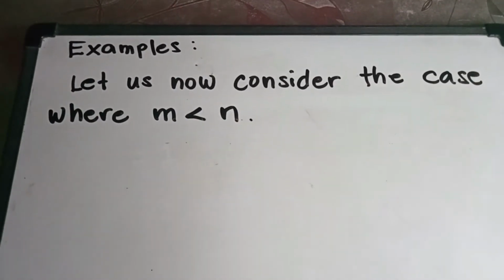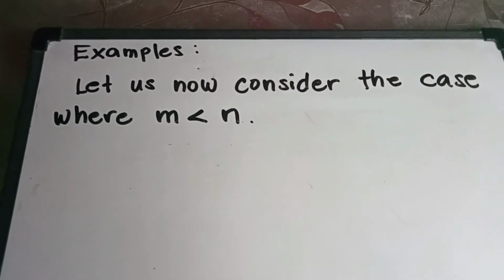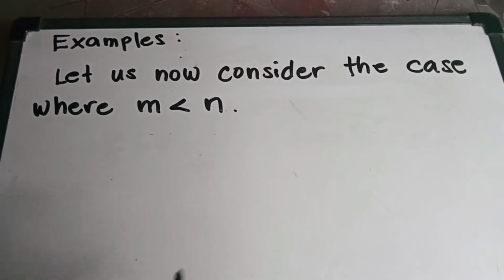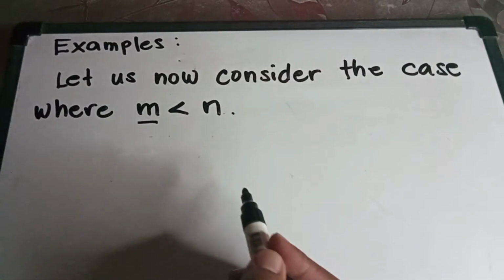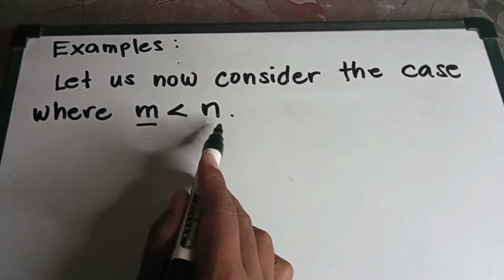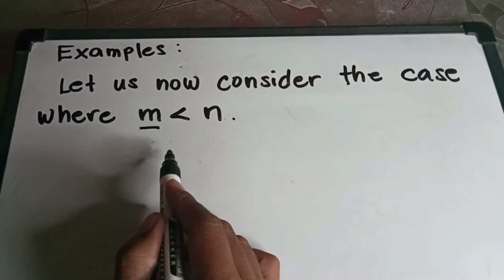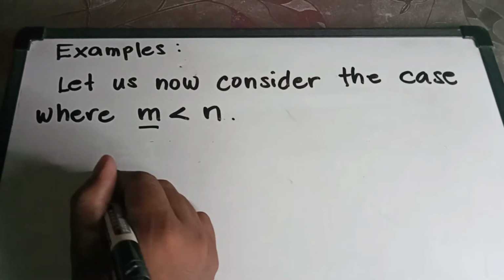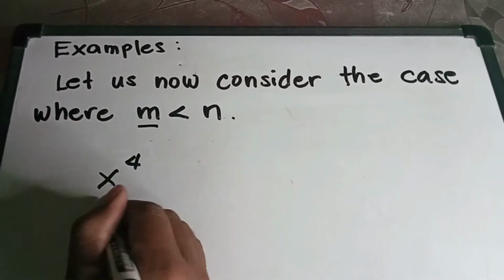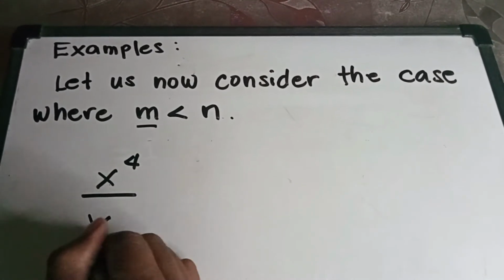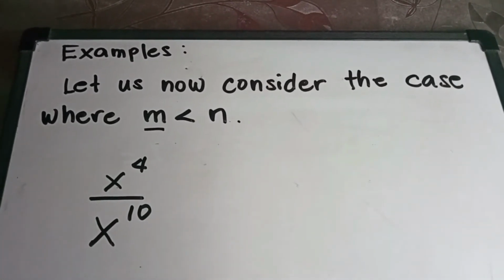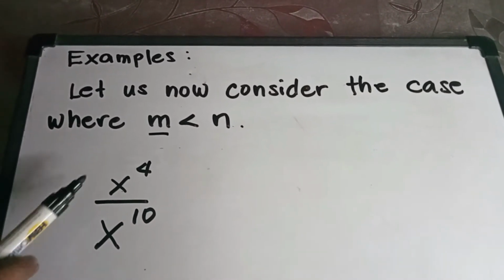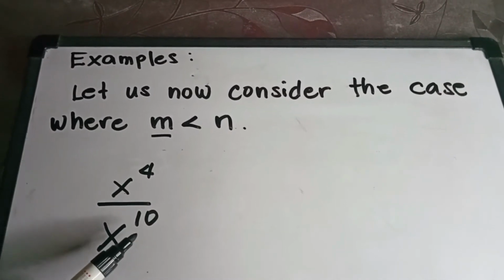Another example. Let us now consider the case where m is less than n. So consider natin yung example kung saan yung m natin ay less than kay n. Ibig sabihin ng less than, mas mababa kay n. Halimbawa, we have x raised to 4 over x raised to 10. Kung titingnan natin, sa format natin, mas mababa yung nasa numerator kaysa doon sa denominator.